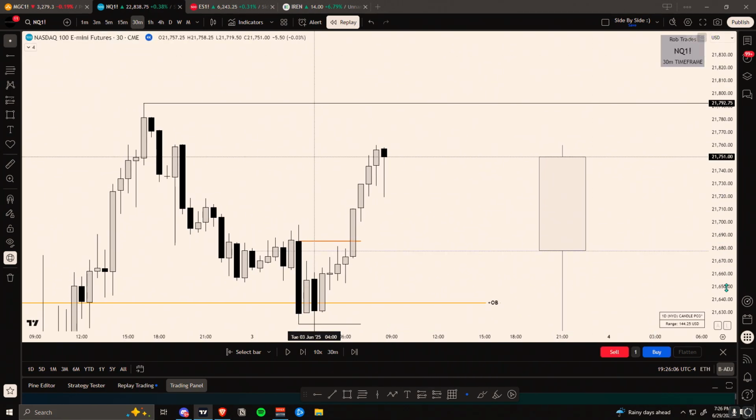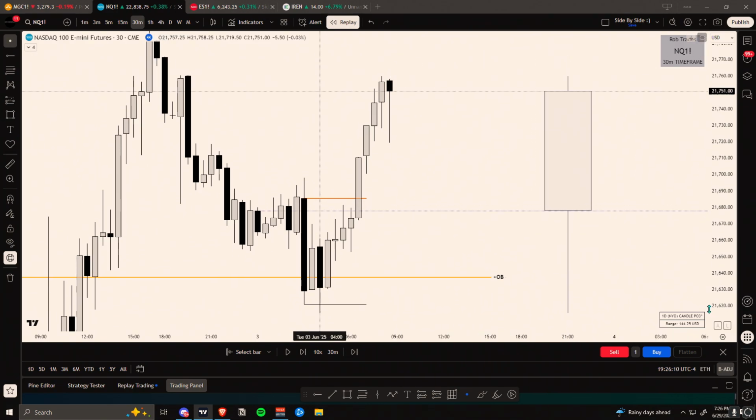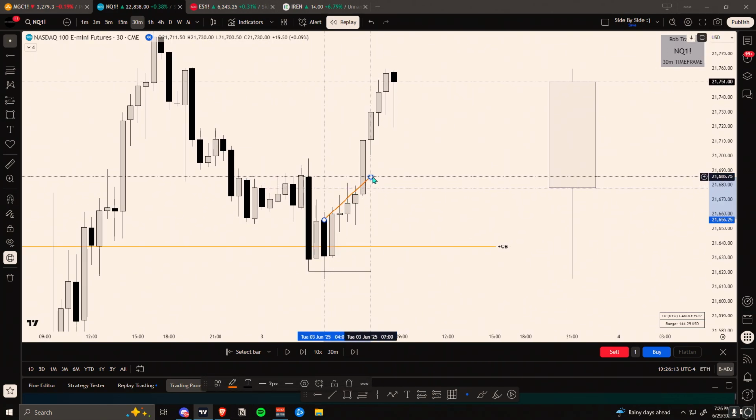And I normally always go to the 30-minute after the hourly. I really like the 30-minute chart. And if you are up trading, this could literally be your entry model right here.